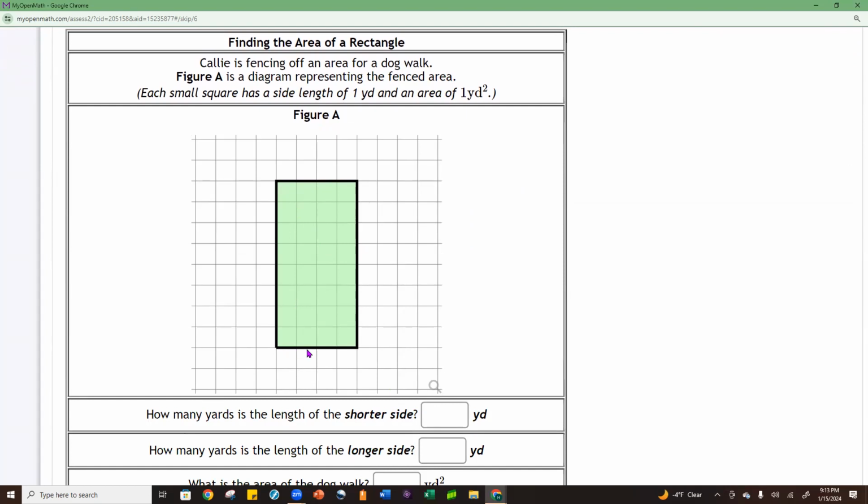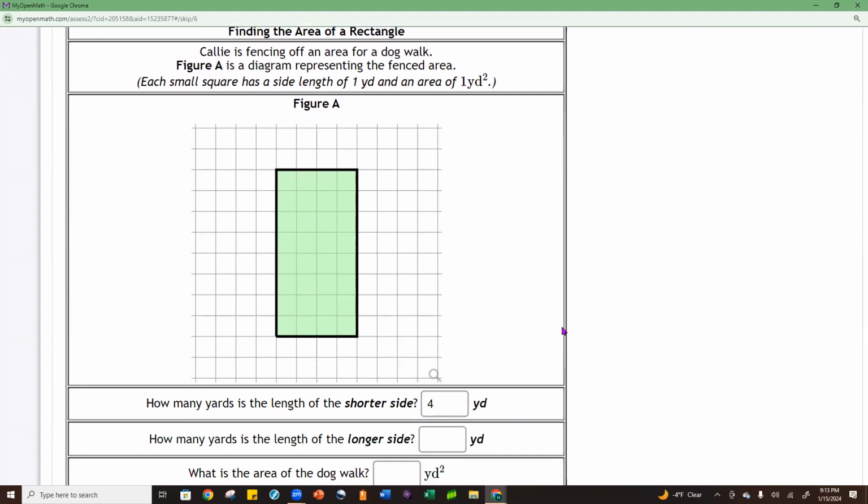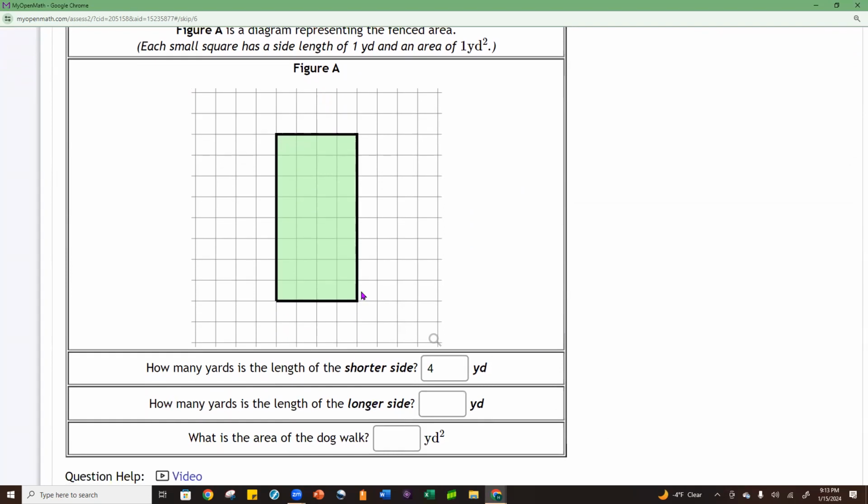So if I go 1, 2, 3, 4. So these ones are a little less work. How many yards is the length of the longer side? I just have to count. 1, 2, 3, 4, 5, 6, 7, 8. Then it says what is the area?